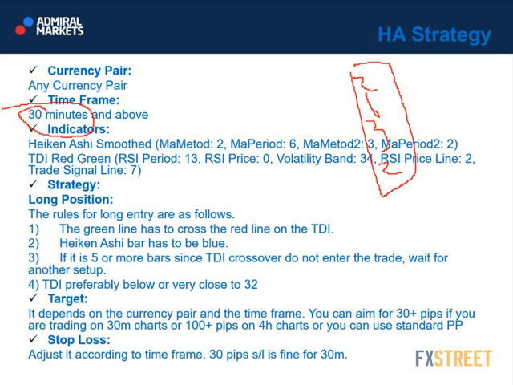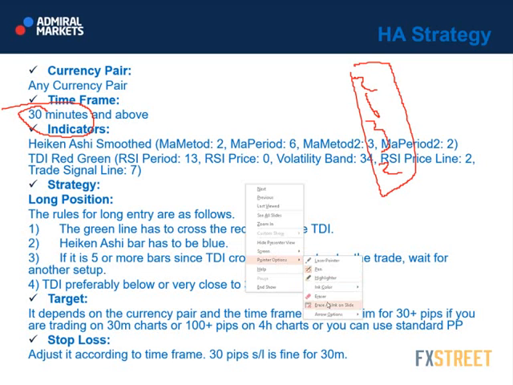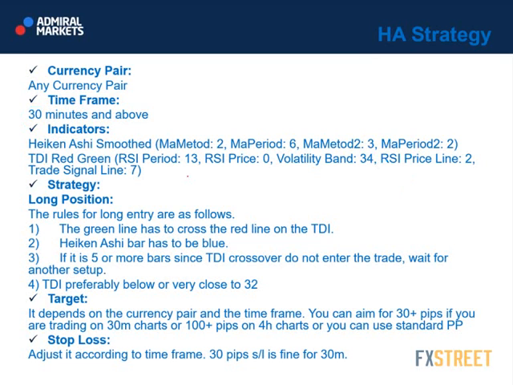You also need a TDI red-green indicator, which we will refer to as TDI, Traders Dynamic Index. The TDI indicator is basically also put on default settings for this system, as I have described here. And the strategy is pretty much straightforward. The rules for long entry are as follows. Green line has to cross the red line on TDI.